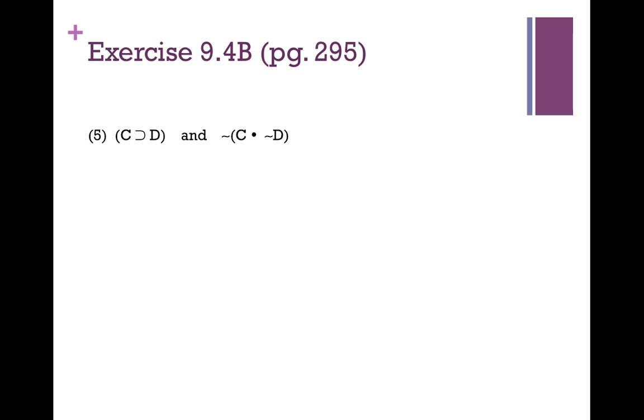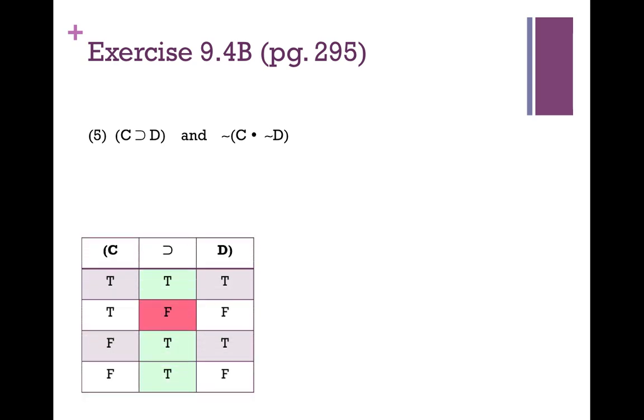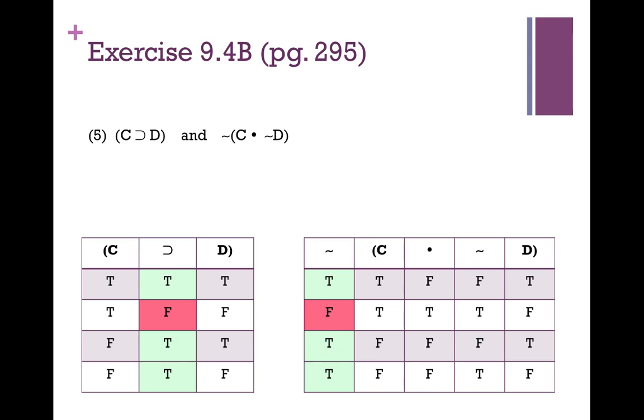Number 5, if C then D, and not C and not D. So the first proposition is just simply the truth table that we have for conditional, so that's not terribly complicated. And then this truth table over here involves a couple more steps, but here's the final result of it. You notice for this one, in row 1 they have the same truth value. Row 2, they have the same truth value. Same thing for 3 and 4. And for that reason, these propositions are equivalent. They have the exact same truth values.